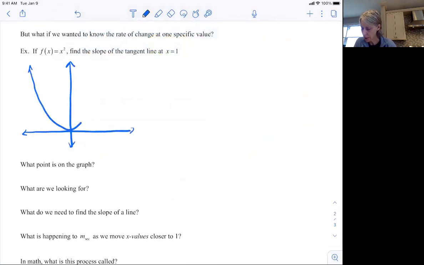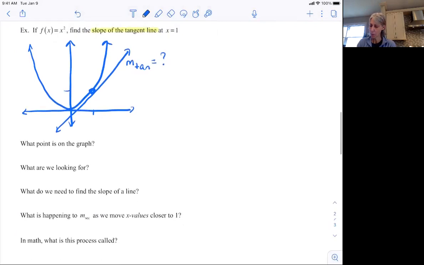Now I don't have to make it so fancy this time. What if I wanted to find the slope, this time, of the tangent line? Instead of hitting 2 points, I want to know the slope of this line. Remember, a tangent line is a line that hits a curve at one point. So what is the point on this graph? The point we're going through is (1, 1). Again, we're looking for the slope of that line.